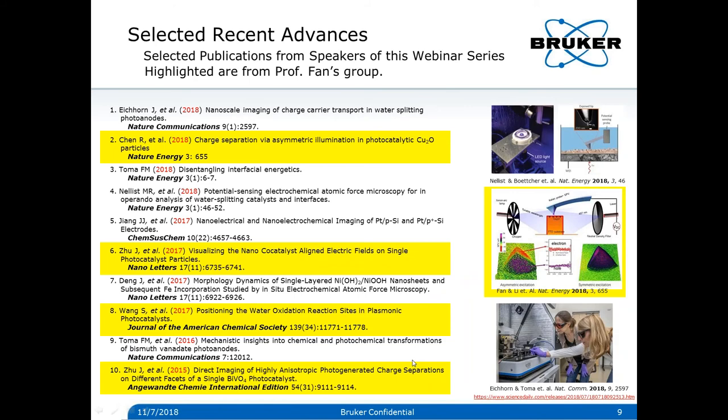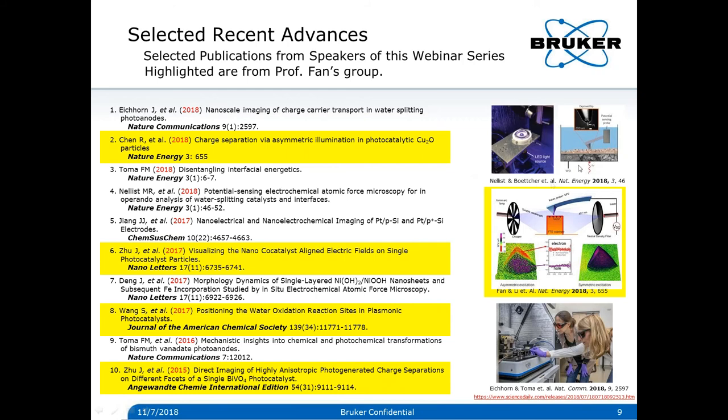Okay. And of course, we have a lot of advances outside Bruker, and a lot of them actually are our collaborators. We try our best to support them. Of course, they also support us on a lot of application development. And this slide is some examples, and all these publications are actually from the speakers in this webinar series. And the highlighted one is actually from Prof Fan today. And you can see that after 2015, there's a lot of decent papers coming out.